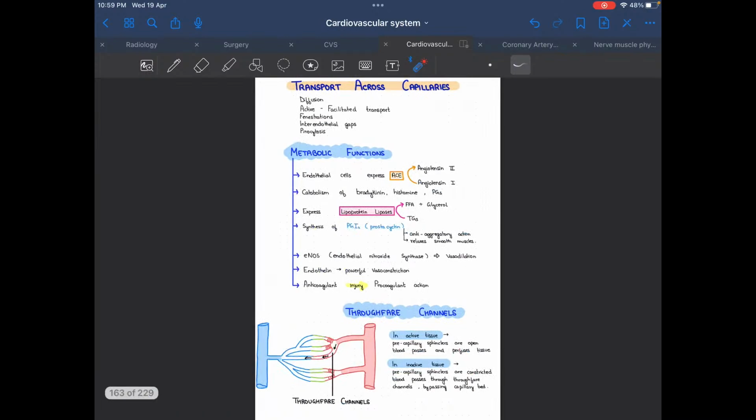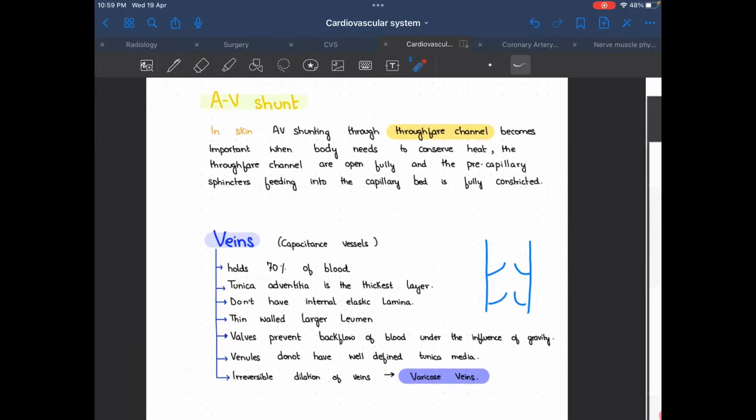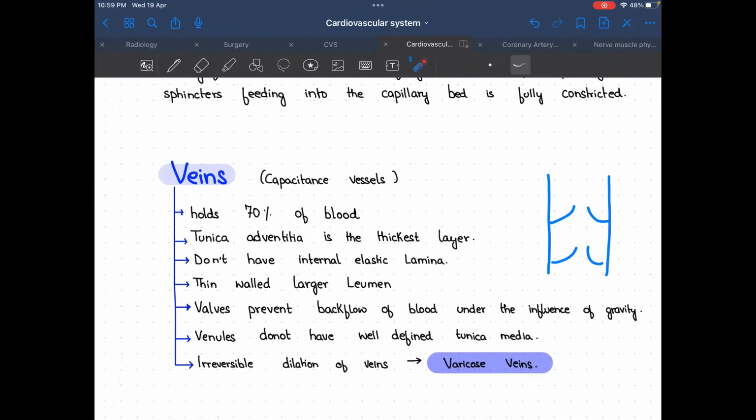All right. And the last thing, as you've already seen, is your veins. Veins are also known as capacitance vessels. Almost 50 to 70% of your circulating blood volume is mainly contained in the veins. That is why we call them capacitance vessels. They have very sluggish blood flow and they hold a very large amount of blood.